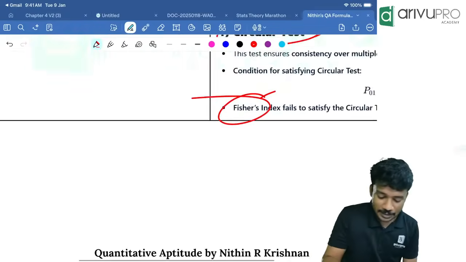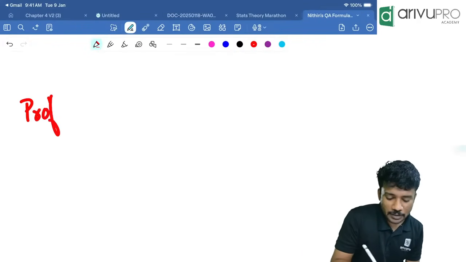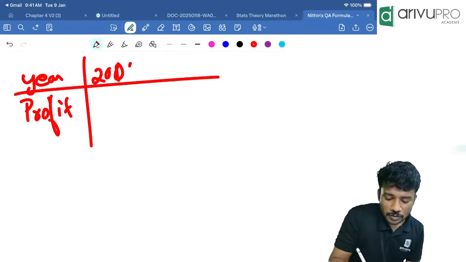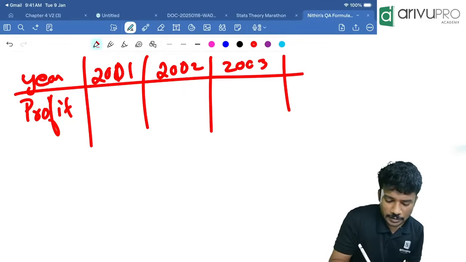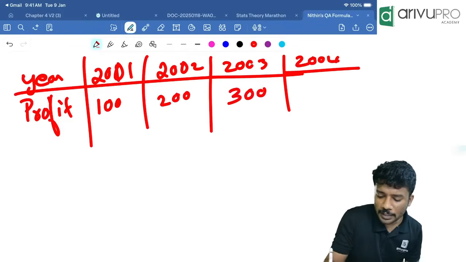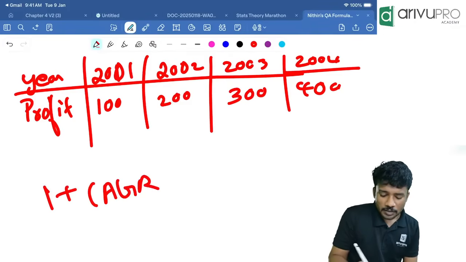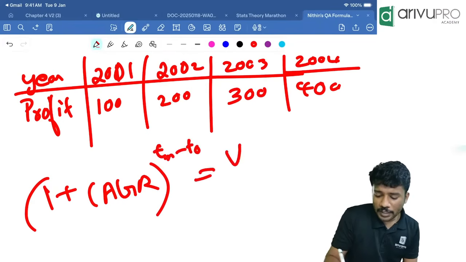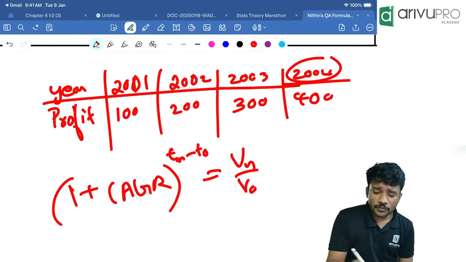Yes. So, CAGR example. Okay, I'll give you one example on CAGR. Profit is there, then years are given: 2001, 2002, 2003, and so on. Profit is 100, then 200, then 300, then 2004 also I am adding, let it be 400. Then, people, what is the formula? (1 + CAGR) to the power Tn minus T0 is equal to Vn by V0. The question is: find the CAGR with respect to year 2004 and 2001.